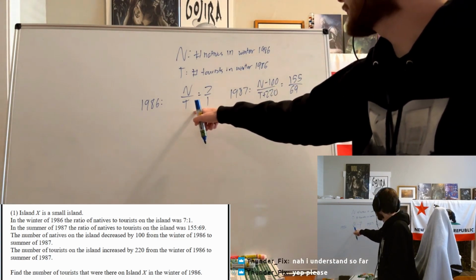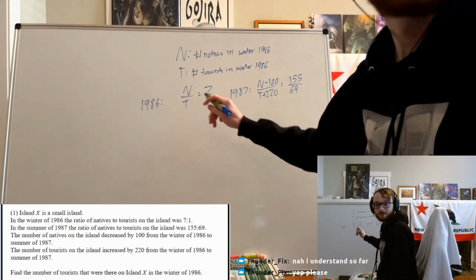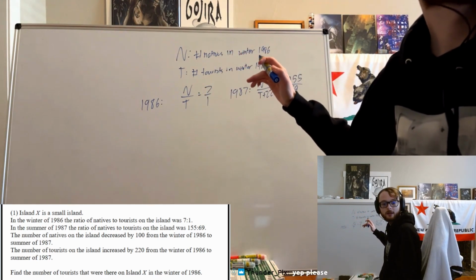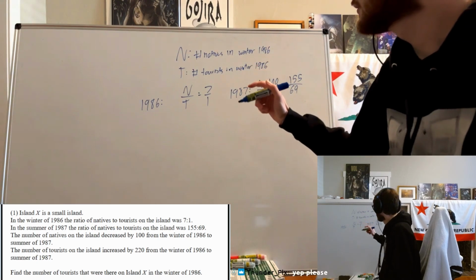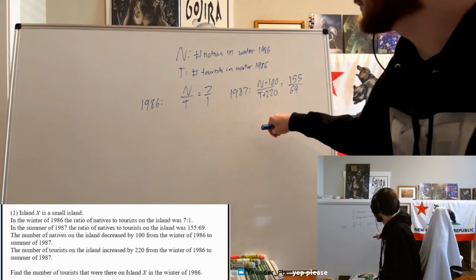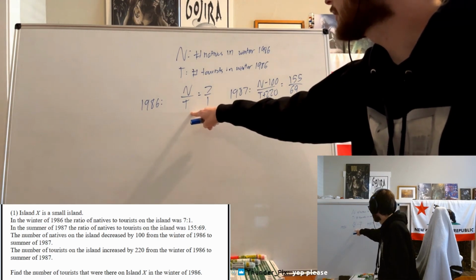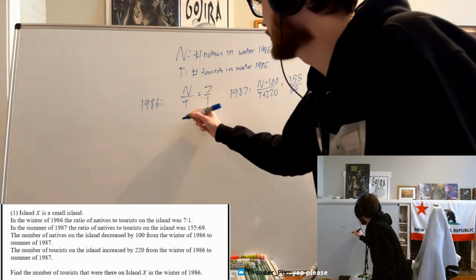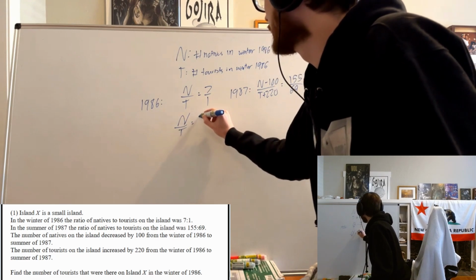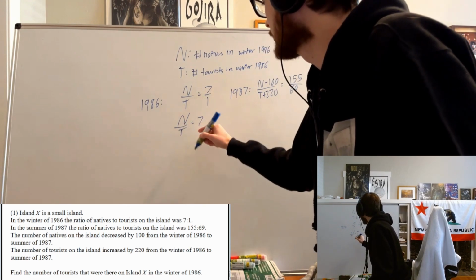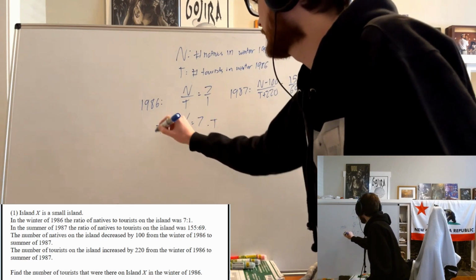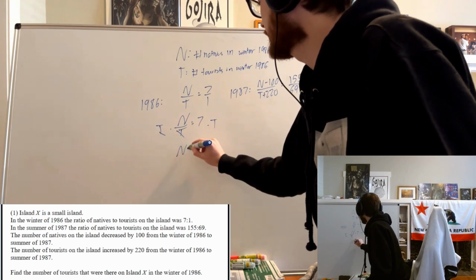This one's a simpler one, so I'm going to start with this one. If we want the number of tourists, I want to get rid of the N in the more complicated equation so we just end up with T. So in this one, I'm going to solve for N in terms of T. Let me rewrite it: 7 over 1 is just 7, so I'm going to drop the over 1. Now let's multiply both sides by T. These two cancel, so we get N equals 7T.